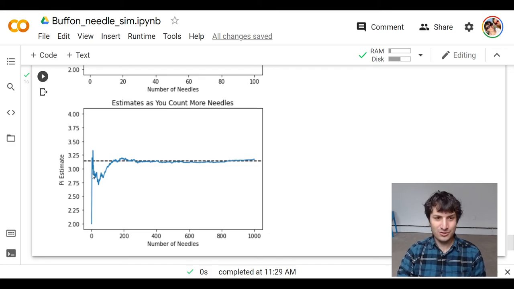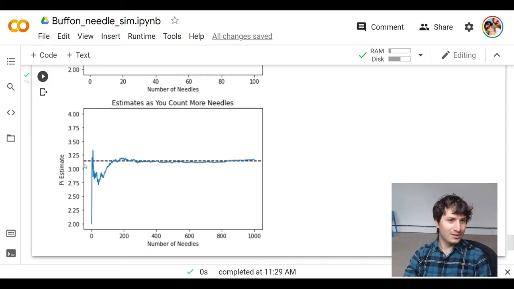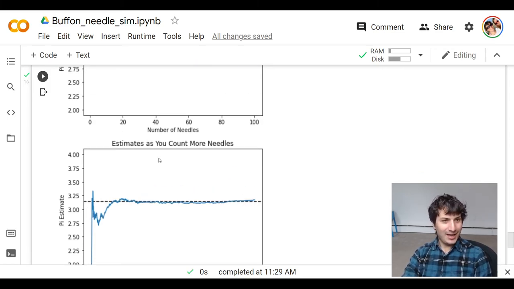This is the kind of stuff you do in a probability 101 or stats 101 class. You can do these kinds of experiments and see why they work, and you can calculate the error and things like that, such as the probability that you're within 0.1 of pi. So yeah, I hope you enjoyed that.